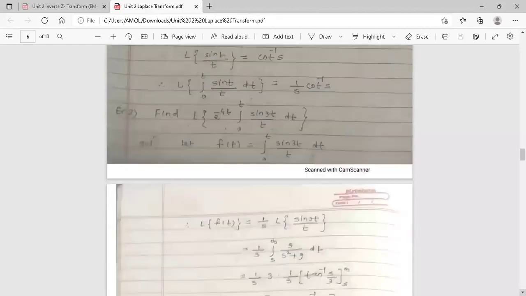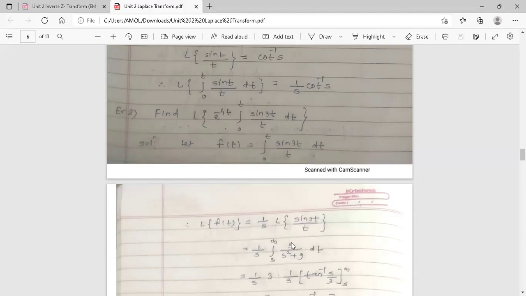Now the next example is to find the Laplace transform of e raised to minus 4t into integration of 0 to t of sin 3t upon t dt. Now here in this example also, you find the Laplace transform of sin 3t, then you find the Laplace transform of sin 3t upon t by using the division by t property. Then you find the Laplace transform of integration over 0 to t by using the integral property. And then you find the Laplace transform of this complete term, e raised to minus 4t into this integral, using the shifting property.